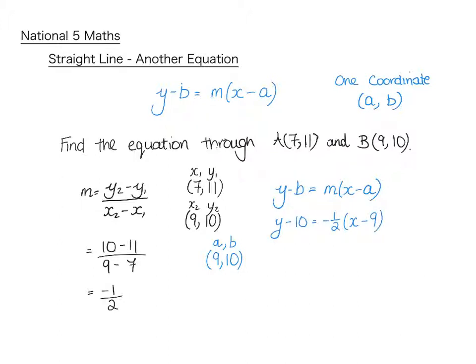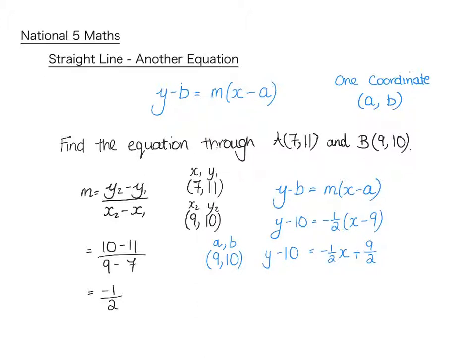When we're doing this, we have to multiply out of our bracket first. So y take away 10 is going to be minus 1/2 x, and then negative 1/2 times negative 9 becomes plus 9 over 2. 9 halves, because we're doing 9 times 1/2, which is 4.5, but we're going to leave things as fractions, because fractions are our friends, and in National 5 we really need to work with fractions rather than converting everything to decimals all the time.